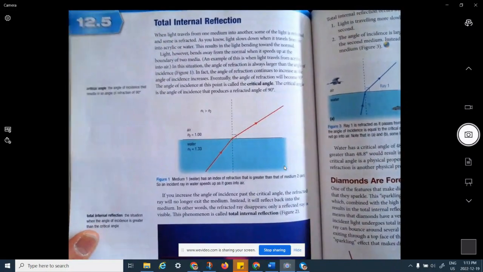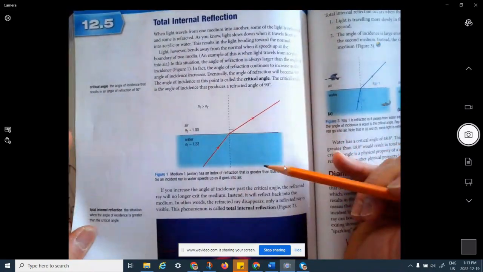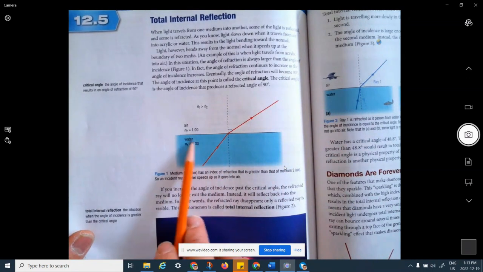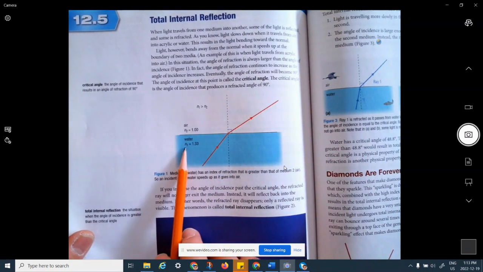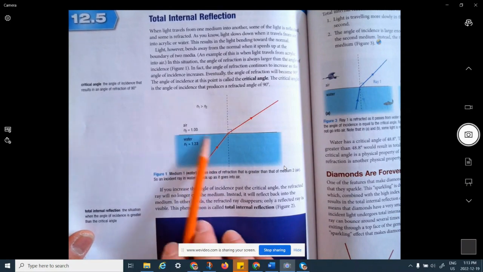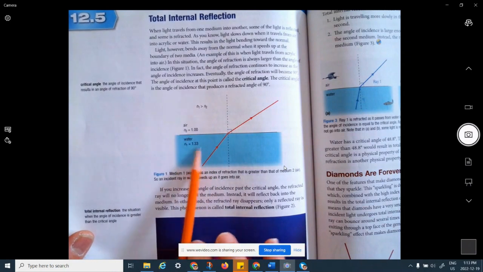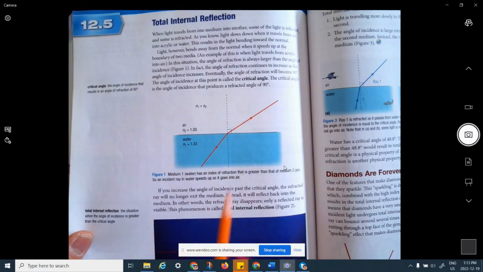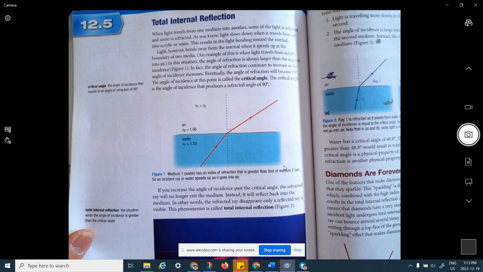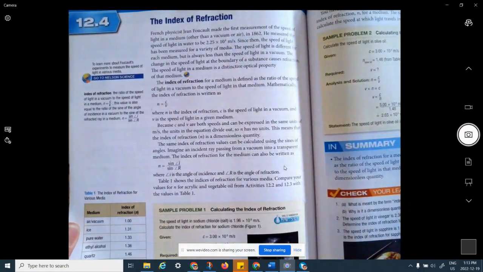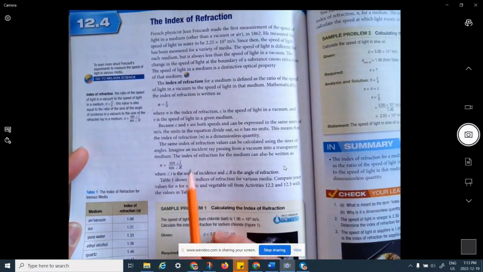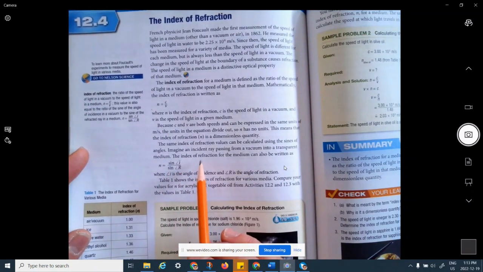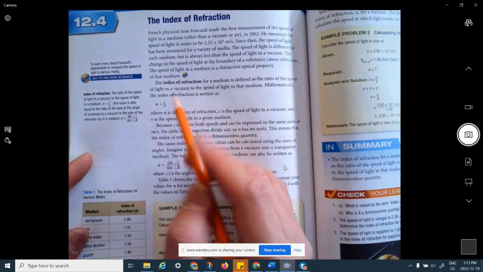And total internal reflection, make sure you know that. You're talking about light going from a slower medium, or higher index of refraction, to a faster medium, or a medium with lower index of refraction. You don't need to worry about this diagram or this equation. We didn't do anything about calculating the angle. But make sure you know this one.